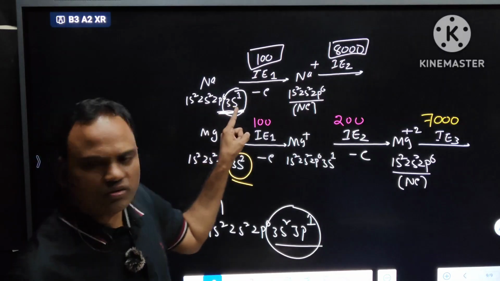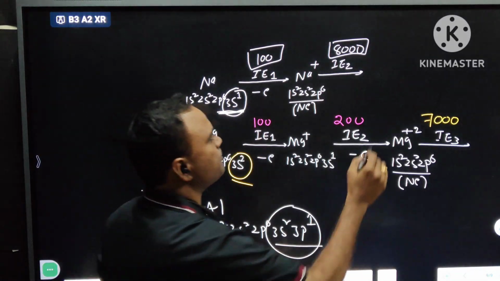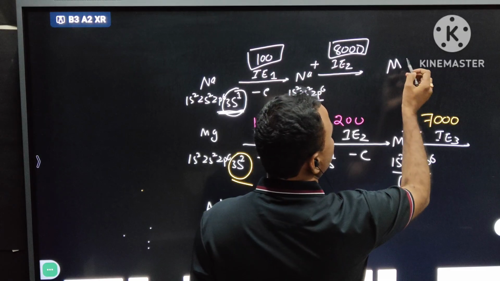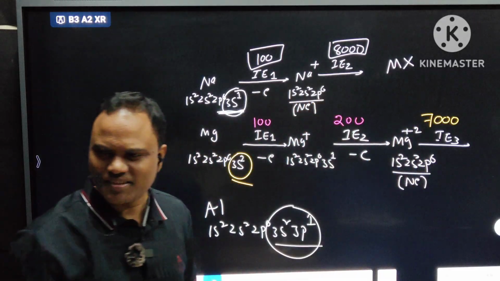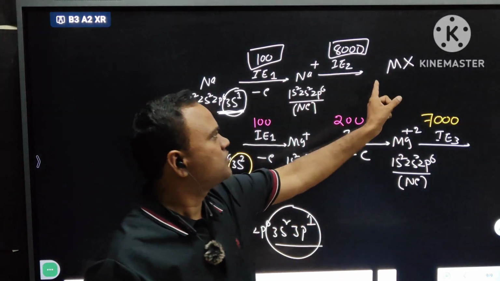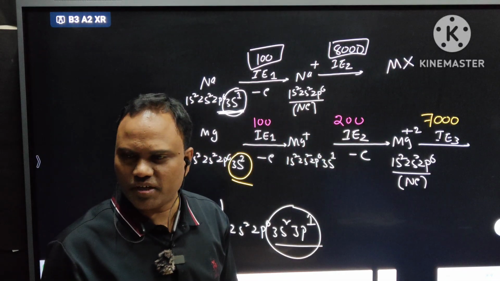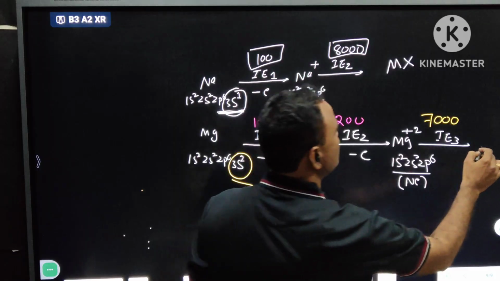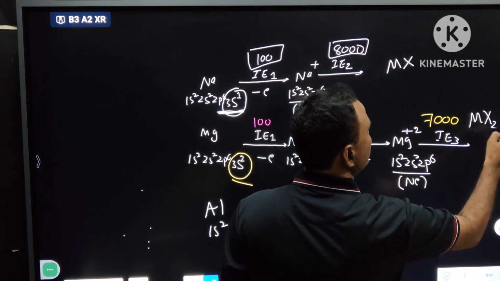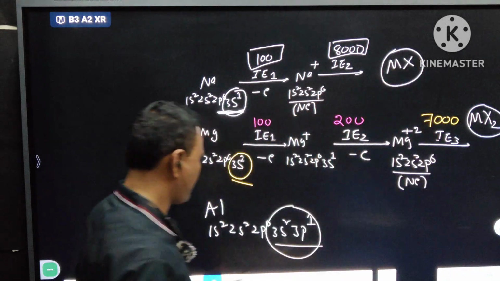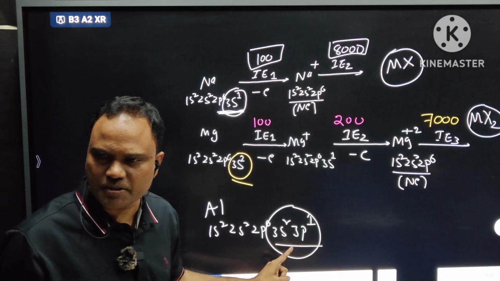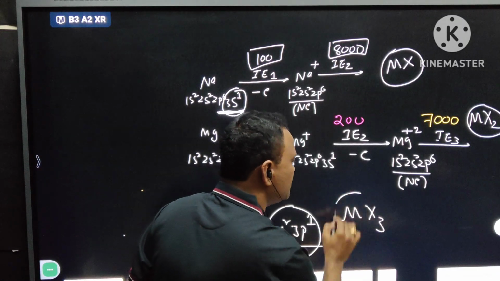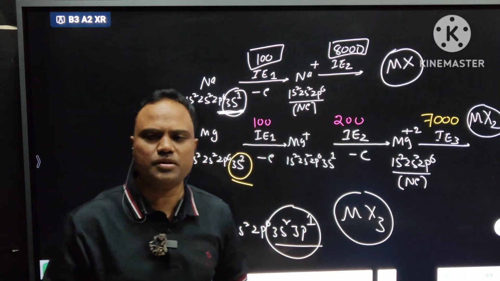The elements with one valence electron can be represented in the general format MX, sodium chloride. Elements with two valence electrons are generally represented as MX2 type. How many valence electrons are present here? 3. So MX3. Very, very important model question.